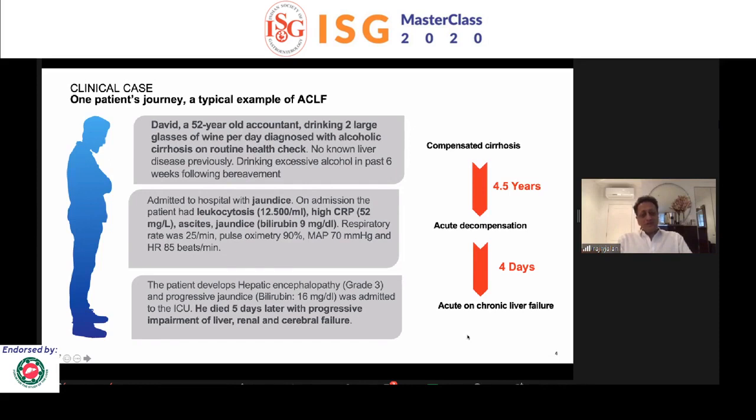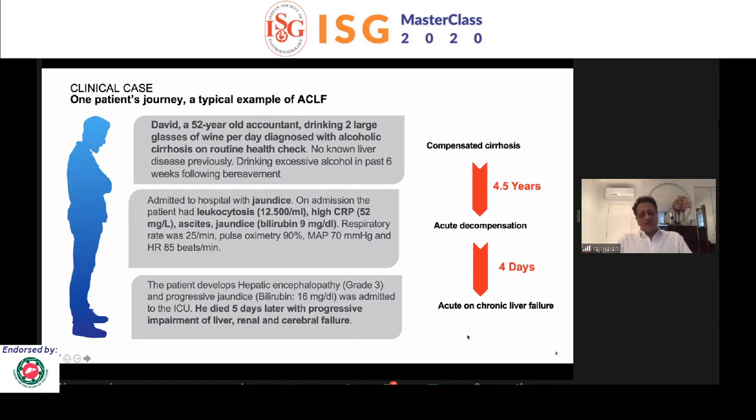He is admitted with jaundice. He has leukocytosis, ascites, and jaundice, with a bilirubin of 9 milligrams per dL. And this patient was completely compensated before. What has happened to him is he has come into the hospital now with a marked inflammatory response with what we call no ACLF. He's got an acutely decompensated cirrhosis. And this distinction is very crucial in terms of categorizing him as opposed to somebody else.